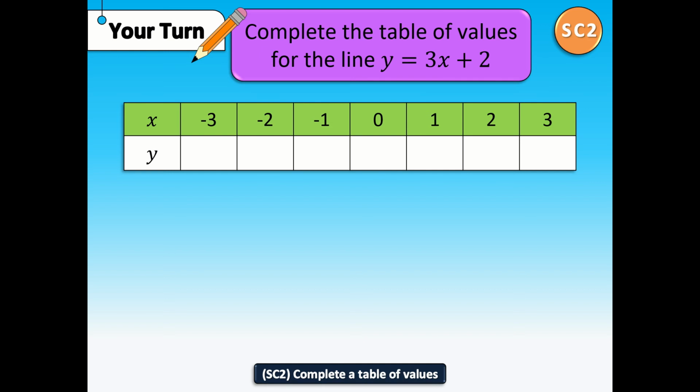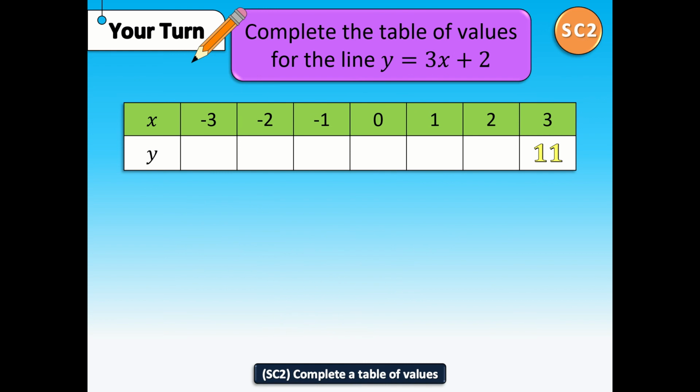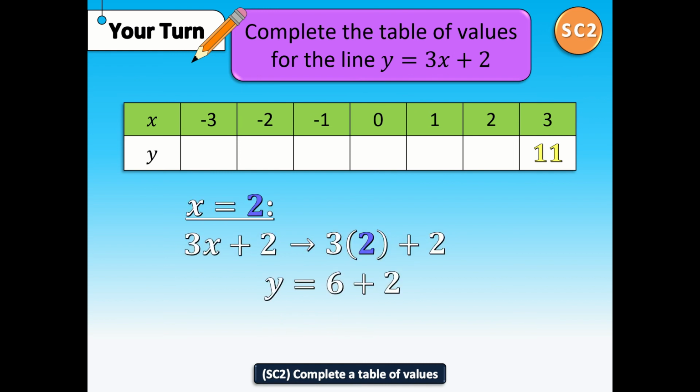Here's your answers. So we start when x equals 3, and we're doing this for the line y equals 3x plus 2, so that means we need to times by 3, then add 2. 3 times 3 is 9, plus 2 is 11. 3 times 2 is 6, plus 2 is 8.